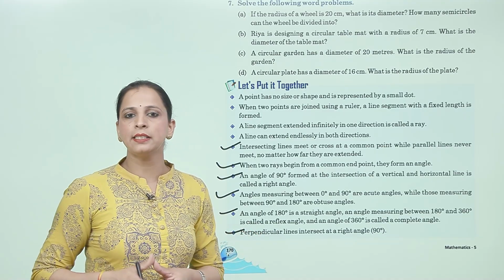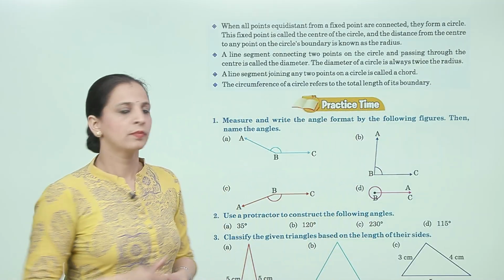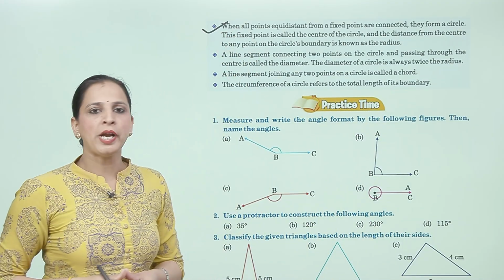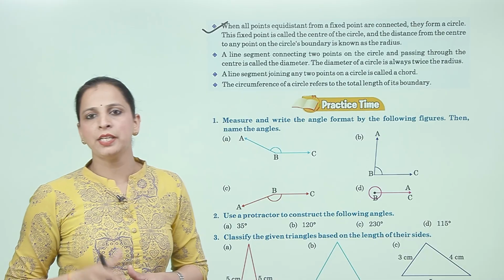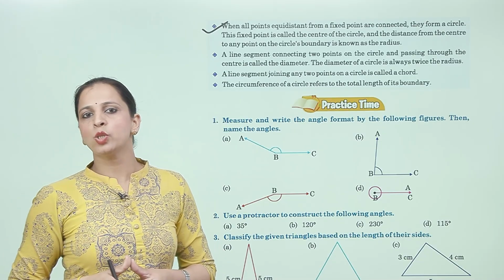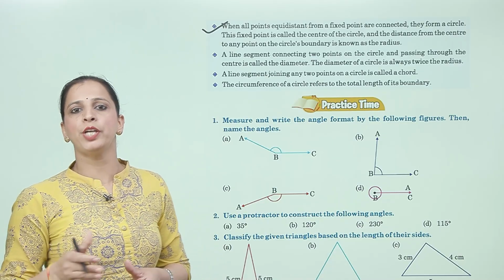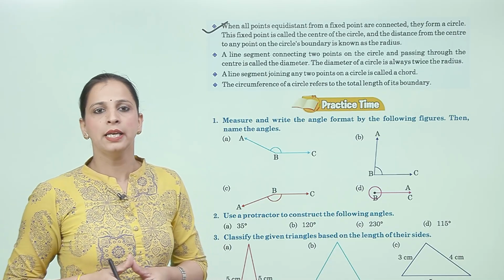Perpendicular lines intersect at a right angle, that is 90 degree. When all points equidistant from a fixed point are connected, they form a circle. This fixed point is called the center of the circle, and the distance from the center to any point on the circle's boundary is known as the radius.